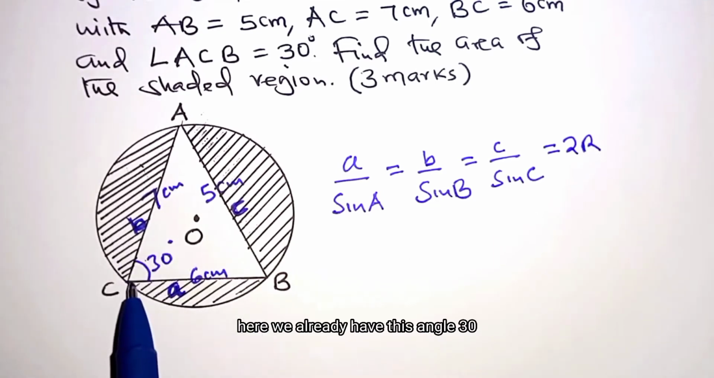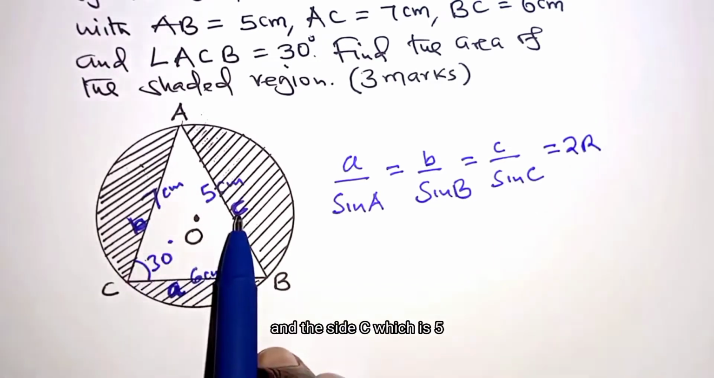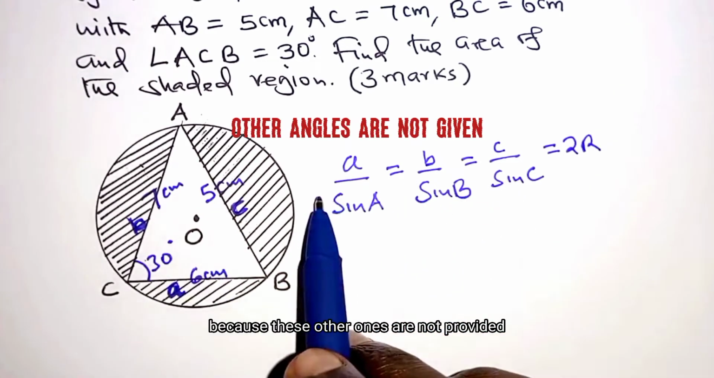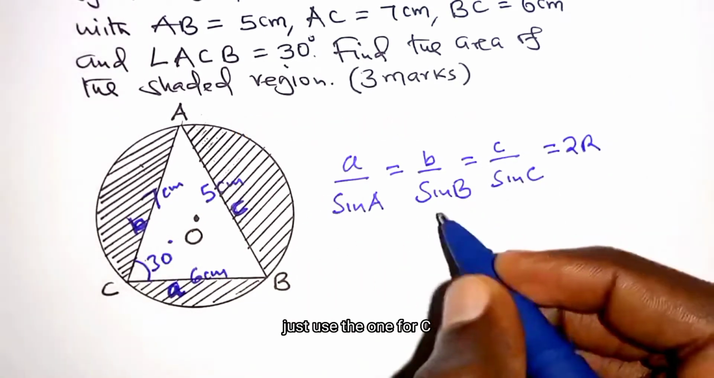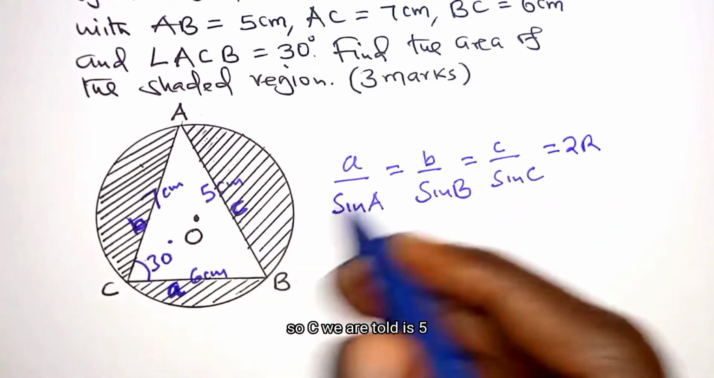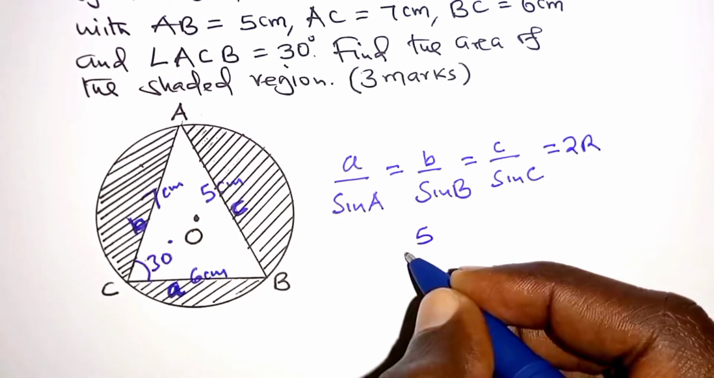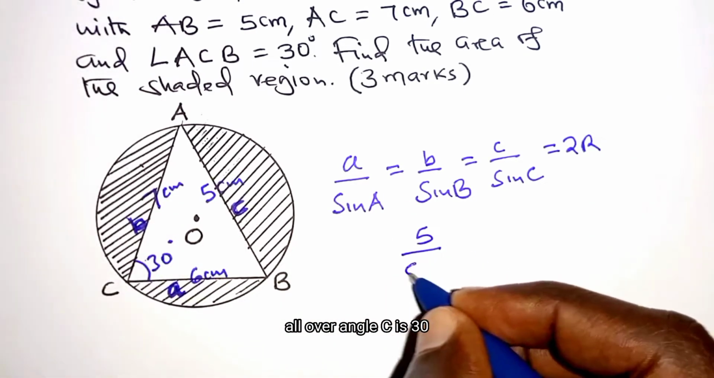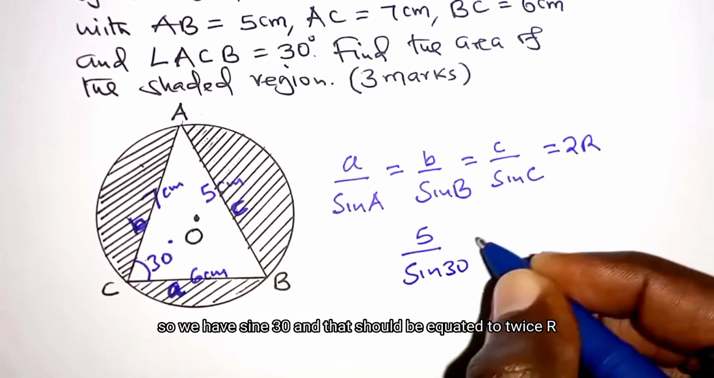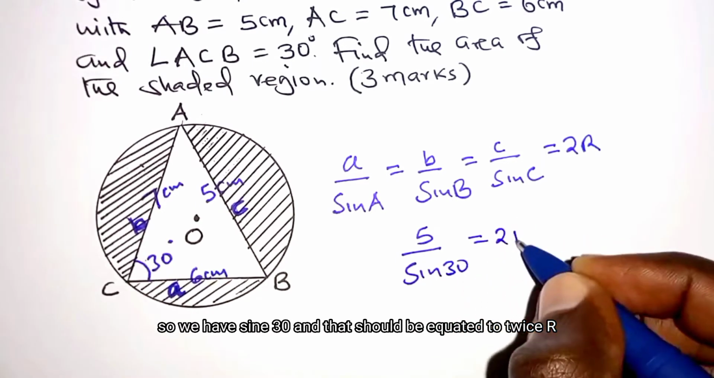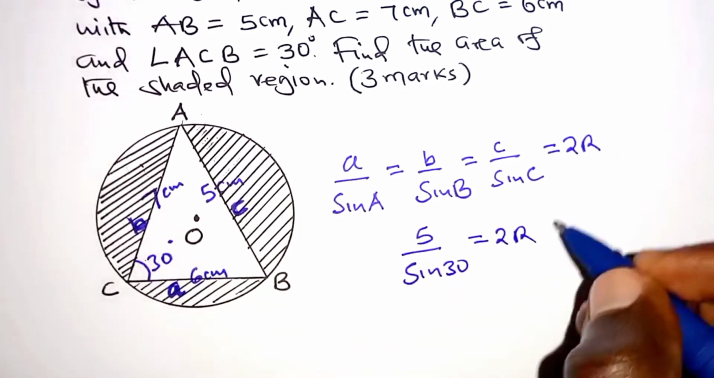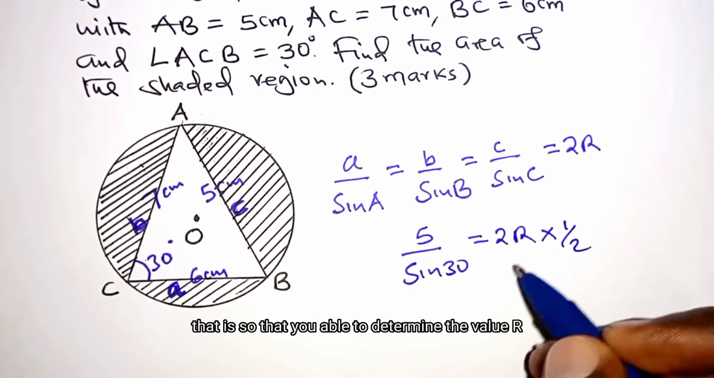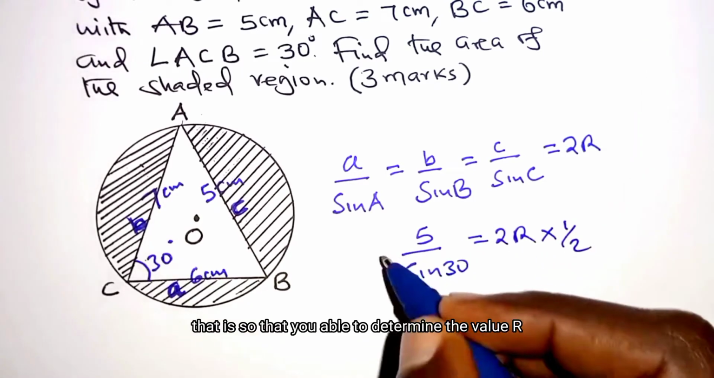So here we already have this angle 30 and the side C, which is 5, so we'll just use one of them. Because these other ones are not provided, we just use the one for C. So C, we are told, is 5 all over angle C is 30, so we have sine 30, and that should be equated to twice R. Multiplying both sides by a half, so that we're able to determine the value of R.